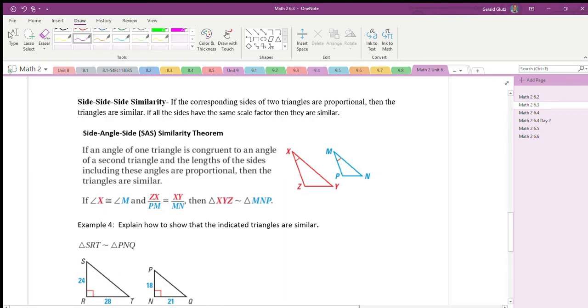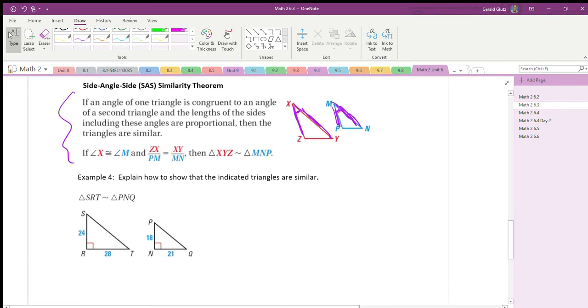If I know two of the sides are proportional and then the angle in between those two sides, so for example, if we knew that this angle and this angle were congruent, and then this side and this side were both proportional, then I could use the side-angle-side similarity theorem. So it kind of explains it right here. We'll go probably more in depth in class. You guys can read that, take a minute to read that.